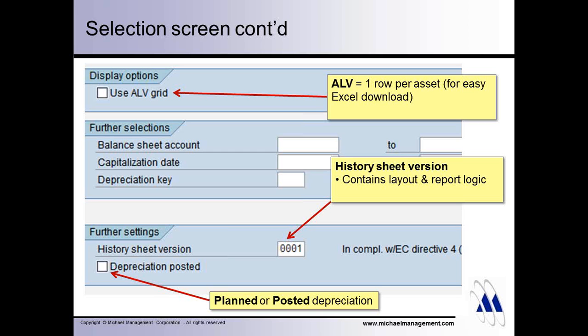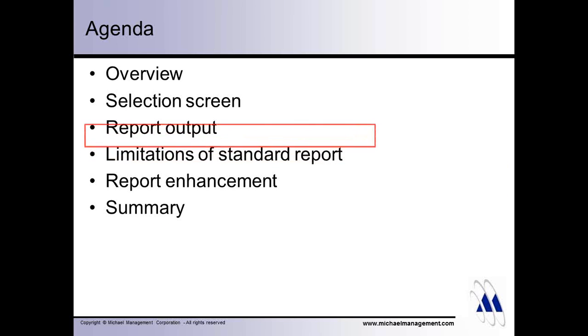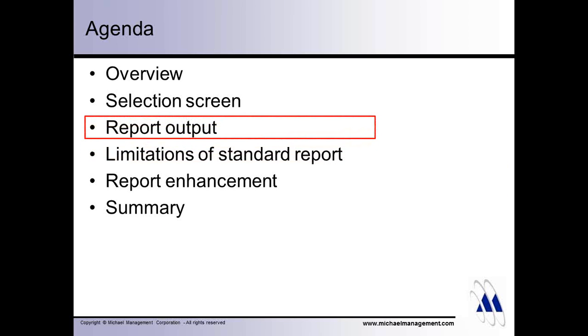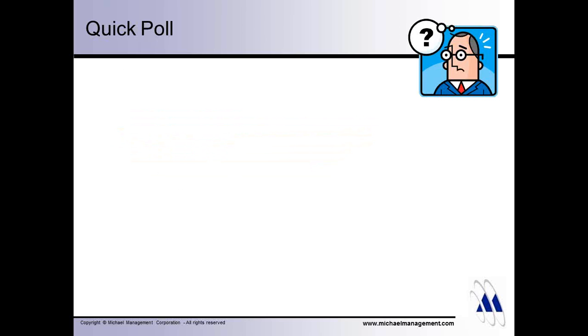Okay, so that's the selection screen. Again, it's pretty long. There's quite a few fields on it, and I highlighted the most important ones right here. Now let's take a look at the report output. So once I run this report, what does it actually look like?